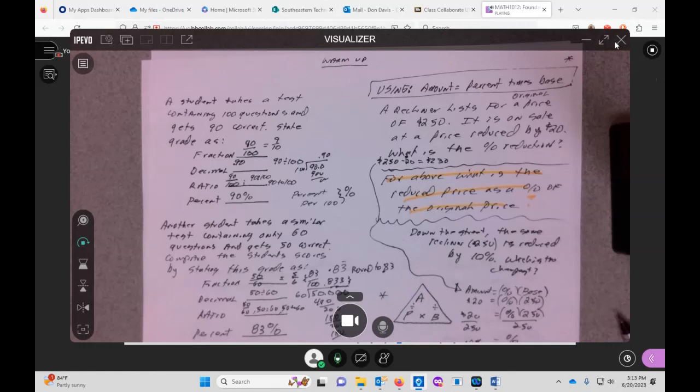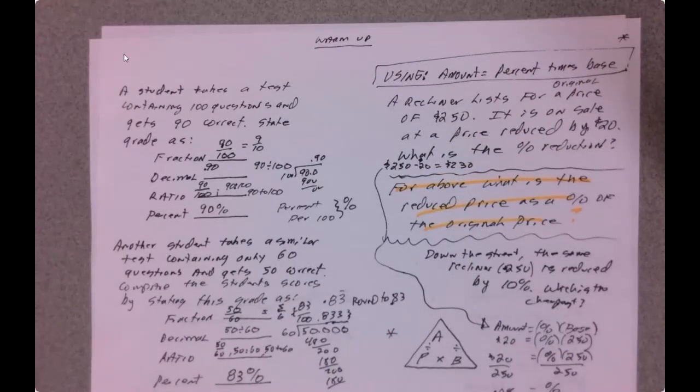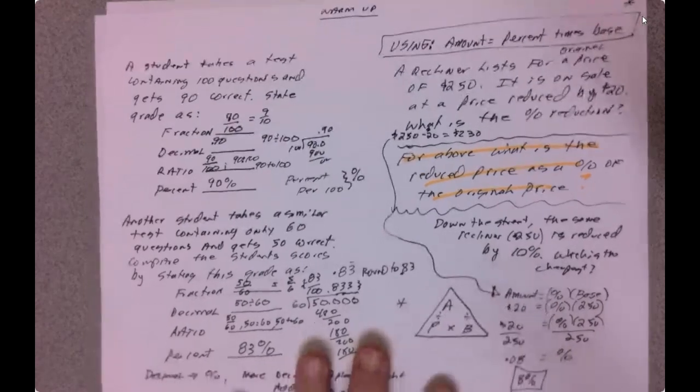Warm-up problems from today. Take a look at them. So we started on the problems dealing with percentages today and had two examples.